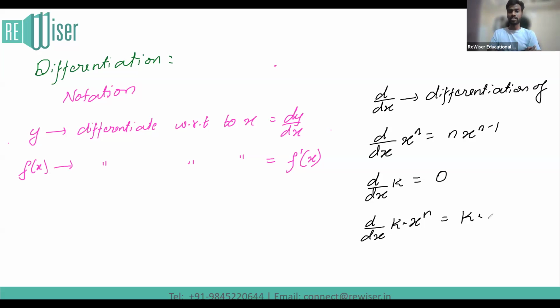We have to keep the constant as it is. We should never do it like "differentiation of a constant is 0 and differentiation of x power n is n into x power n minus 1." We should not think about doing it like that.